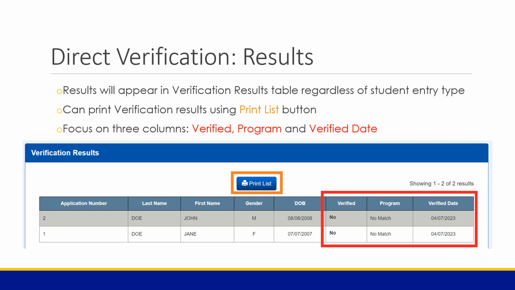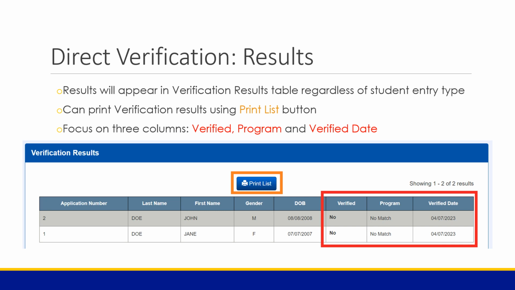Verification results appear in a table that looks like others we've seen throughout this training. You can print the verification results using the blue print list button. We want to draw your attention to 3 columns. All of the students you enter into the direct verification system will appear and have their own row in the populated table. However, the information that really matters for the purpose of verifying categorical eligibility for meal benefits resides in the 3 columns on the right-hand side of the table.